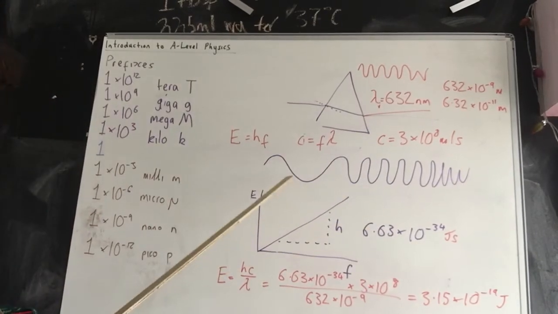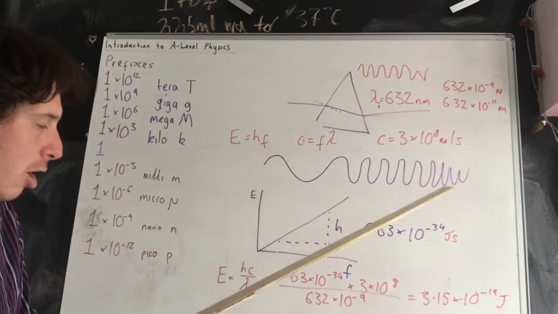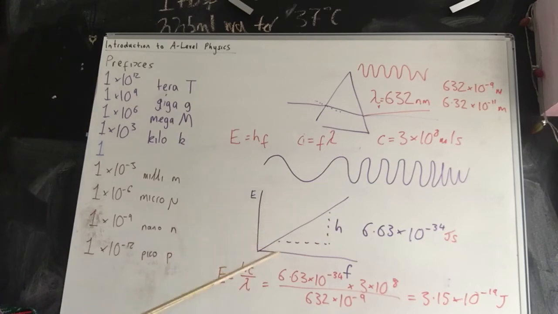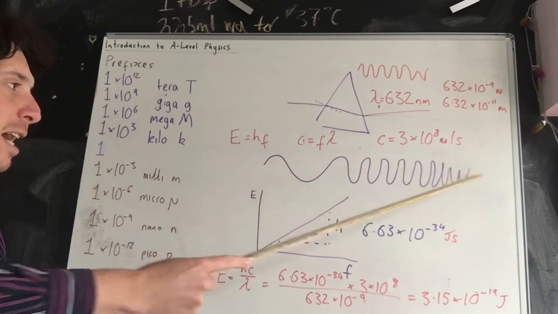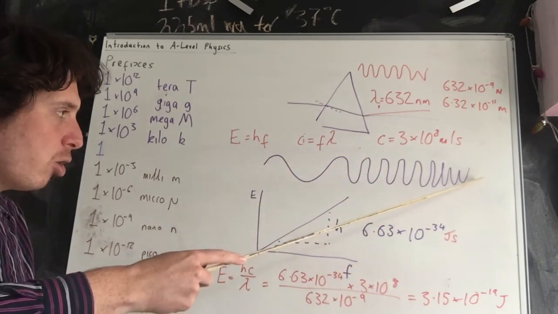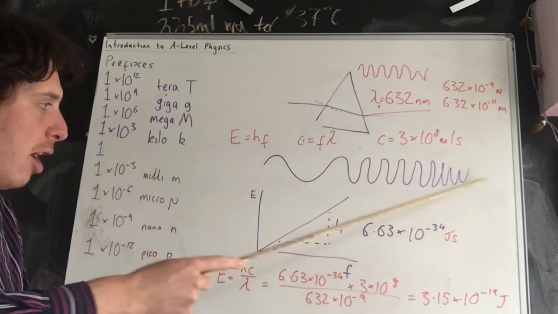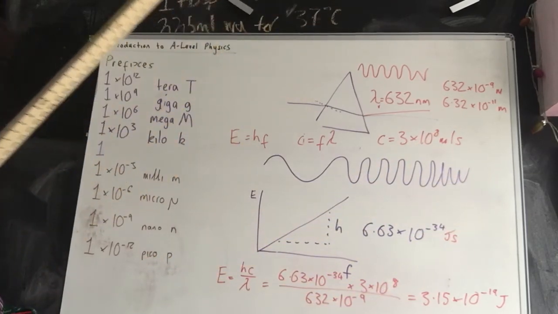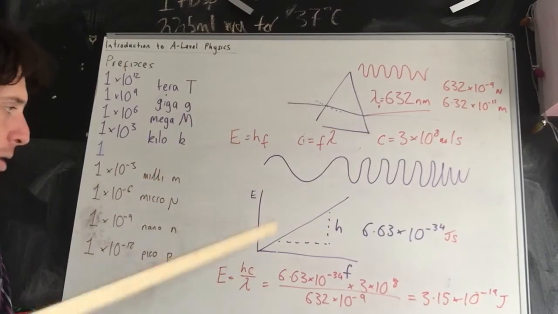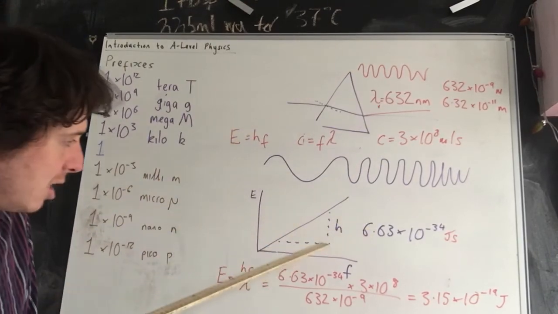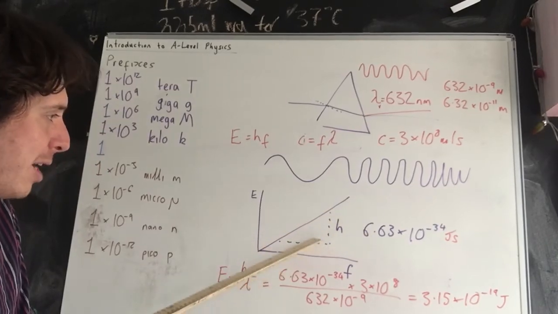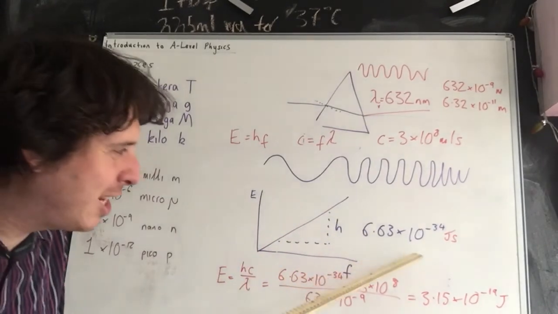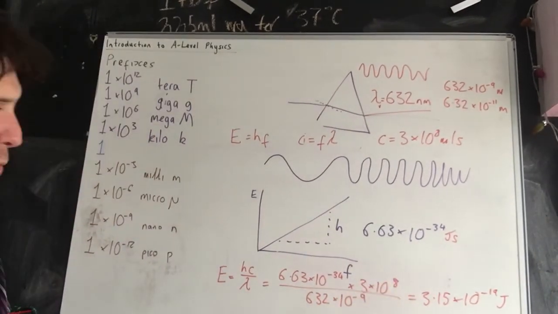If we have a look at the wavelengths of anything on the EM spectrum, as the frequency increases, the energy increases proportional to each other. So when we go from radio to gamma, gamma has got short wavelength, which means it's got high frequency, which means it's got high energy. The proportionality constant is h, so if you use your gradient, that value of h is Planck's constant, which is 6.63 times 10 to the minus 34 joule seconds.